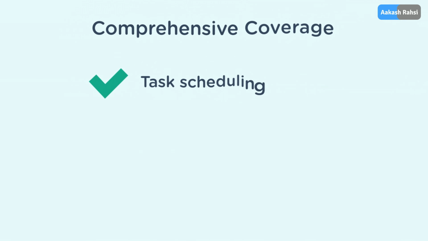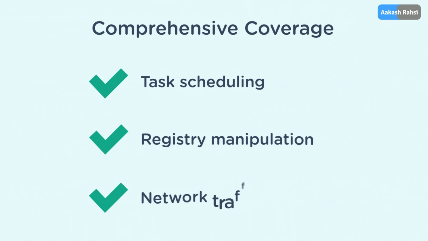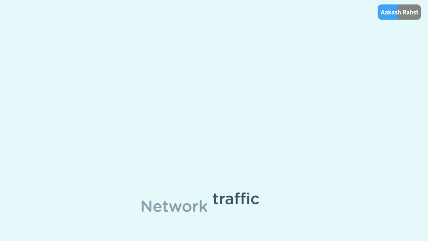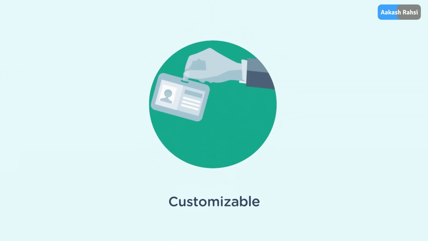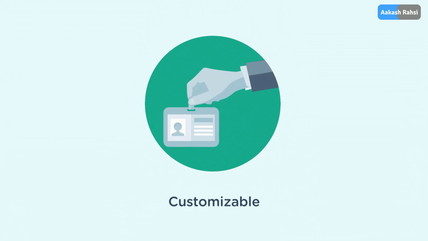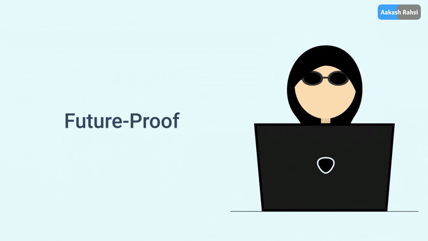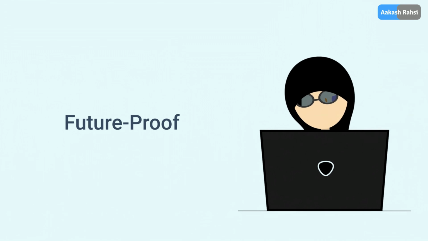Detect symbolic link abuse across task scheduling, registry manipulation, and network traffic. Combines real-time monitoring with advanced hardening techniques. Easily integrates with existing SOC workflows and security tools. Adaptable to evolving attacker techniques and new vulnerabilities.